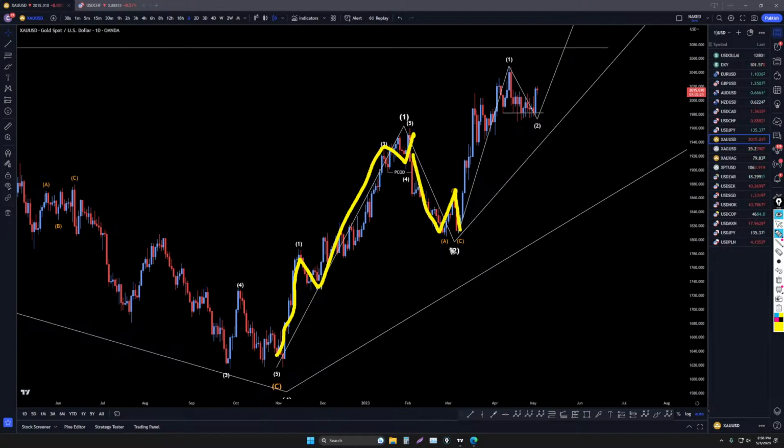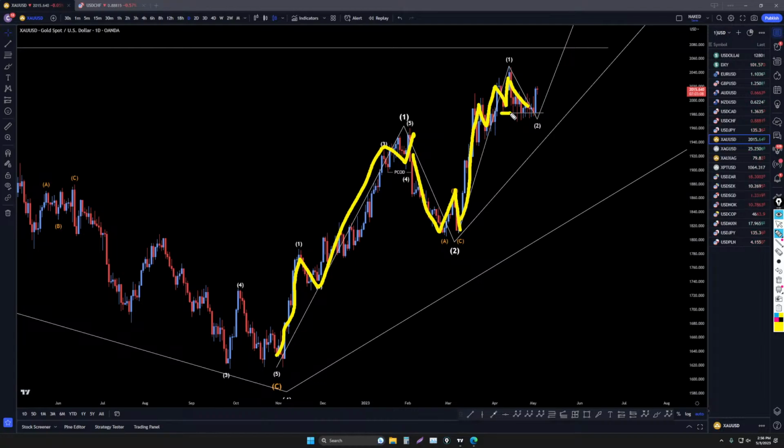This looks like an ABC of 2. This looks like it's all an uptrend for wave 3. Now, I do see a lot of people think that this is going to go down, and honestly, I wouldn't be surprised if it did go down. But as of now, the market is 100% bullish.